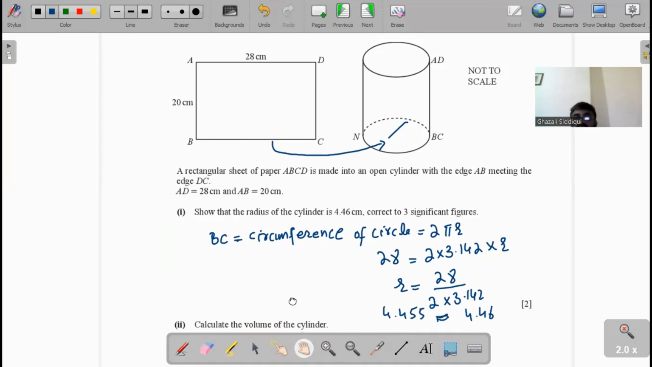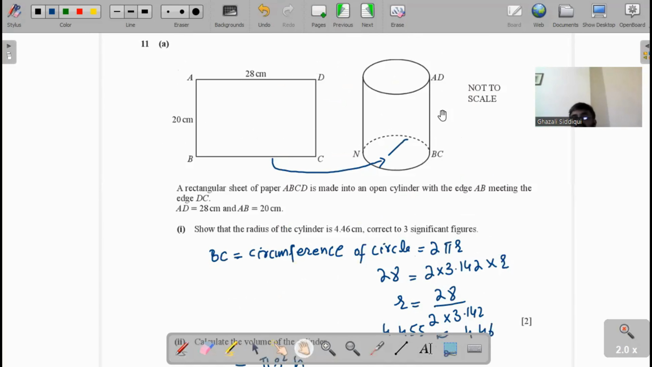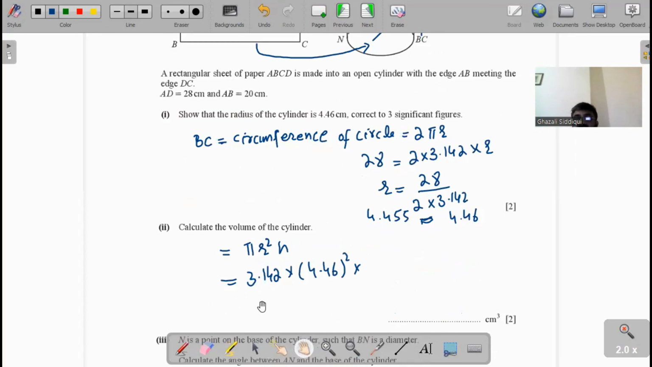Now part B, calculate the volume of the cylinder. Now the volume of the cylinder will be equal to pi r square h. Here pi is 3.14, multiply the radius 4.46 square, and the height, this is the height of the cylinder, that is AB. The length of AB is the height of the cylinder. This length is height, and therefore the height is 20 centimeter. We write this value, multiply 20 centimeter. Now we calculate it.